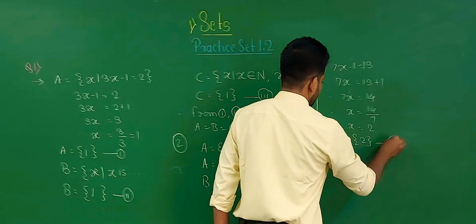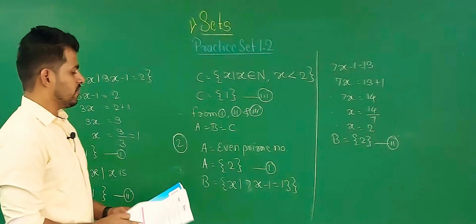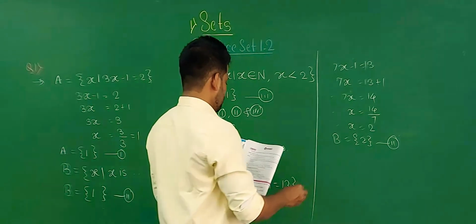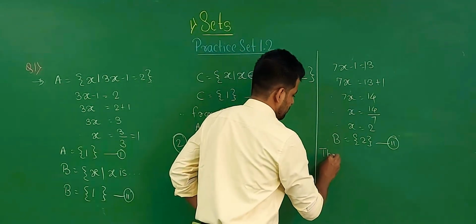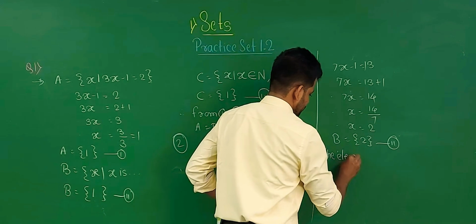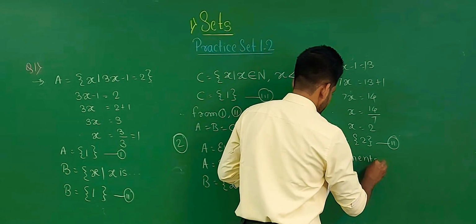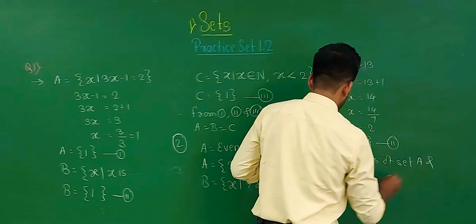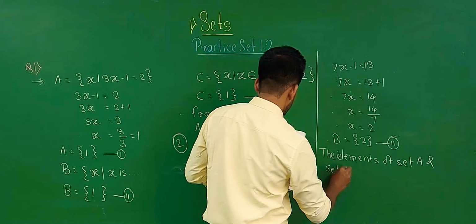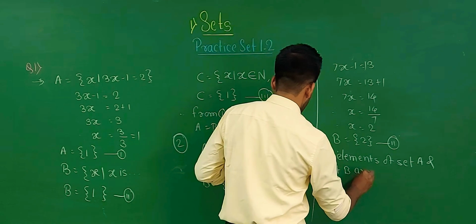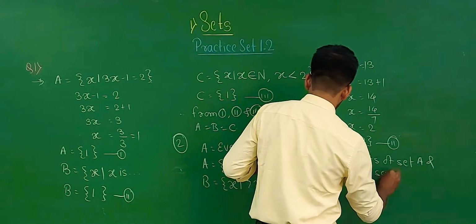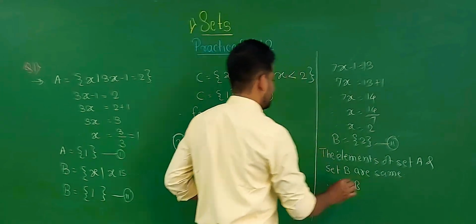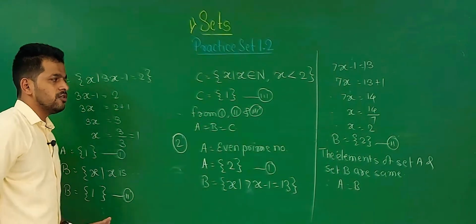Okay, this one is your equation number 2. So from equation 1 and 2 we write that the elements of set A and set B are the same. Okay, therefore A is equal to B. It is enough to write only A is equal to B.